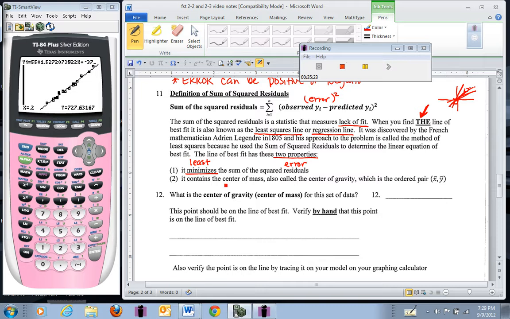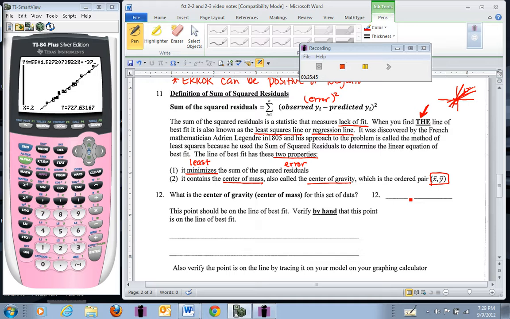And then it contains this point called the center of mass. Okay, the center of mass. And that's also called the center of gravity. And it is the ordered pair x bar, y bar. So it's the mean of the x's and the mean of the y's.